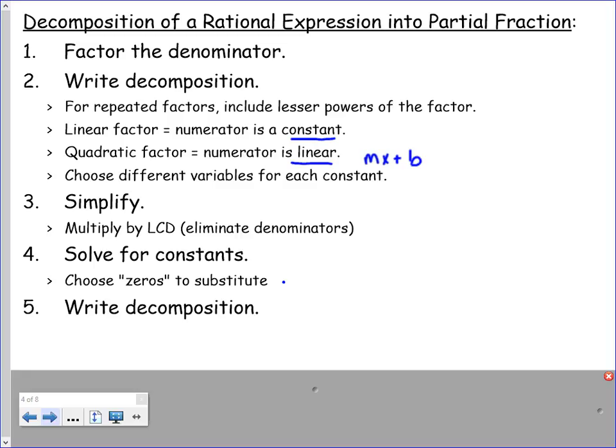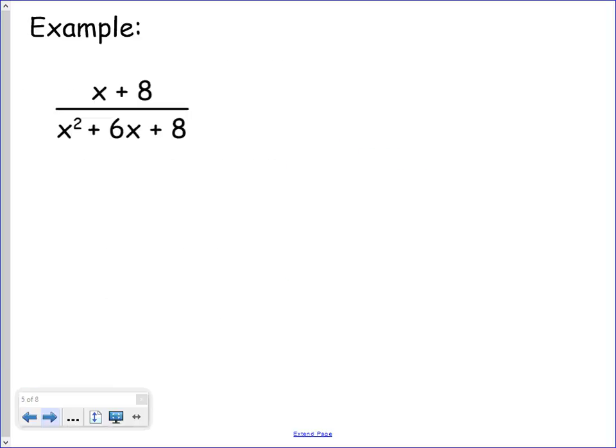So the first 2 examples are going to be the examples from the warm-up. We already know how we would set them up. So the first example I have is that very first example from the warm-up, x plus 8 over x squared plus 6x plus 8.